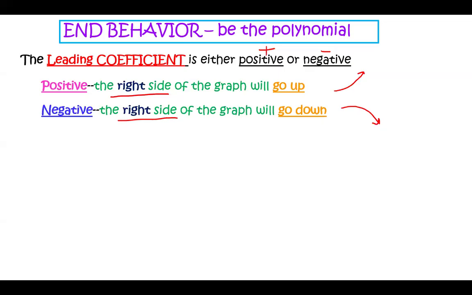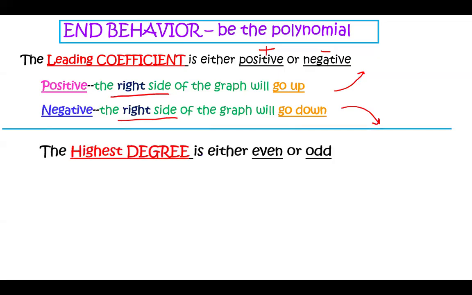All right. The next thing we're going to look at in our leading term is our degree. Your highest degree, which means it's your highest exponent. So the highest exponent on your variable, you're looking to see: is it even or odd?